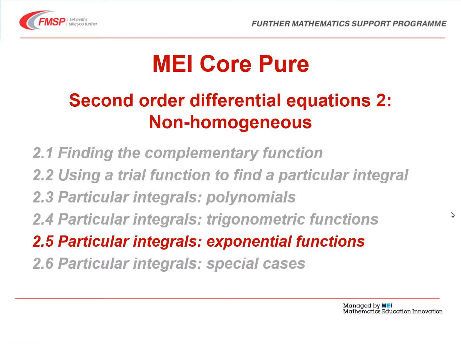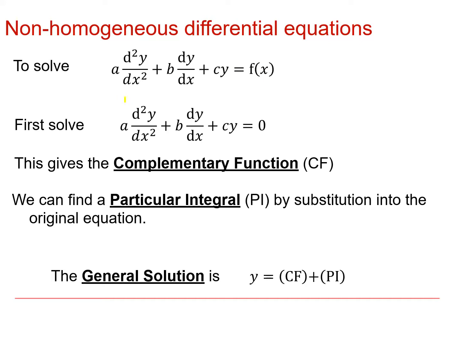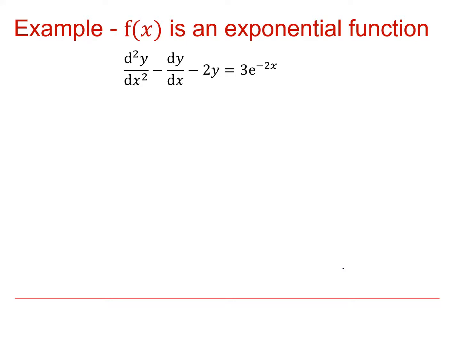This is a video for MEI Core Pure Mathematics, second order differential equations 2, non-homogeneous equations, 2.5, particular integrals that have exponential functions. If you've seen the previous videos in this sequence, you will have seen this slide before. It's just a reminder that we get the complementary function from the homogeneous version of the equation. We find the particular integral by using a trial function that's of the same type as this function on the right hand side, f(x), and then we form the general solution by adding together the complementary function and the particular integral. Let's have a look at this example.